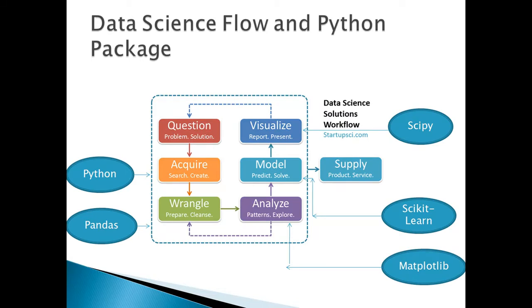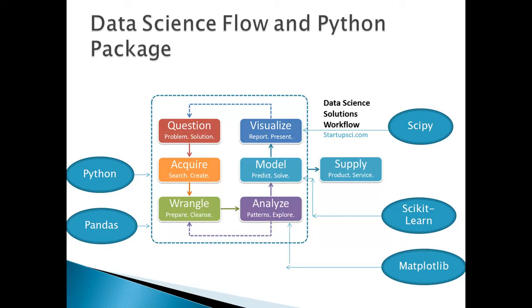This diagram clearly shows the flow of how the Python packages come into action at different processes of data science. First we collect the data. We have questions like what the problem is and what needs a solution. It may come from a customer, from a stakeholder, or it may arise from yourself.